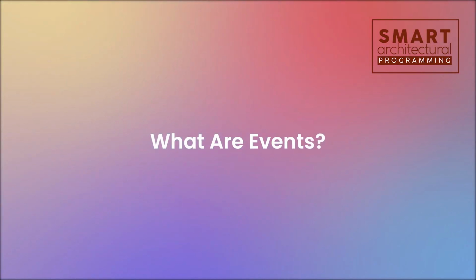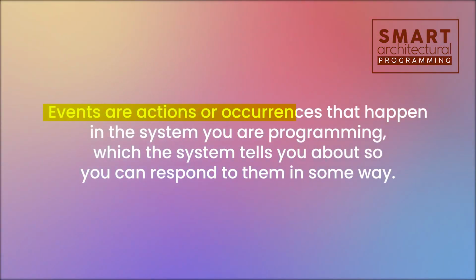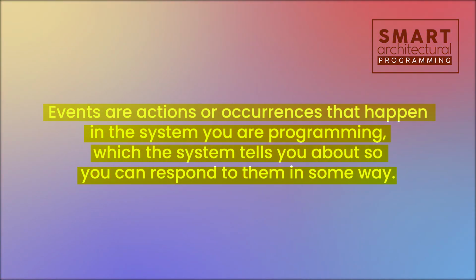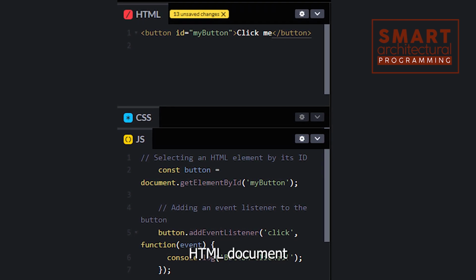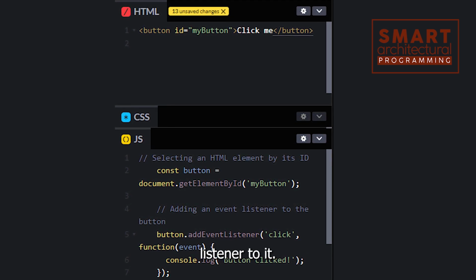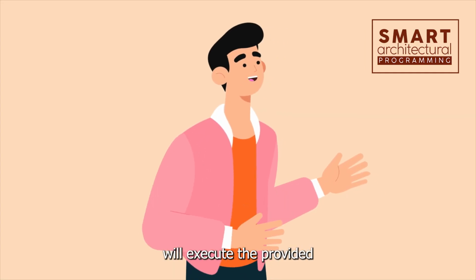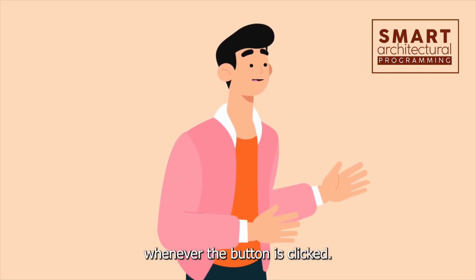What are events? Events are actions or occurrences that happen in the system you are programming, which the system tells you about so you can respond to them in some way. In this example, we've selected a button element from the HTML document and added an event listener to it. This listener will execute the provided callback function whenever the button is clicked.